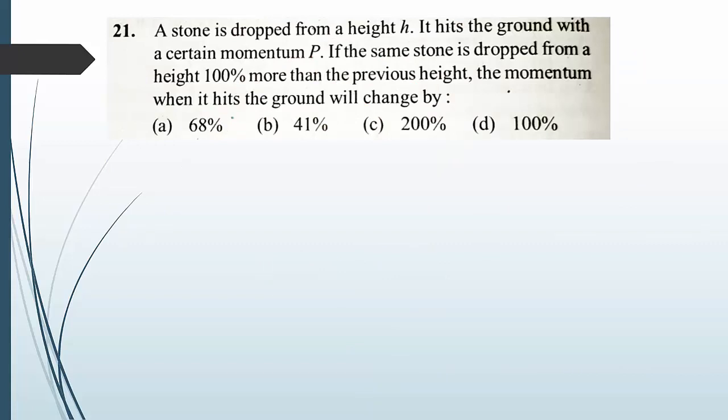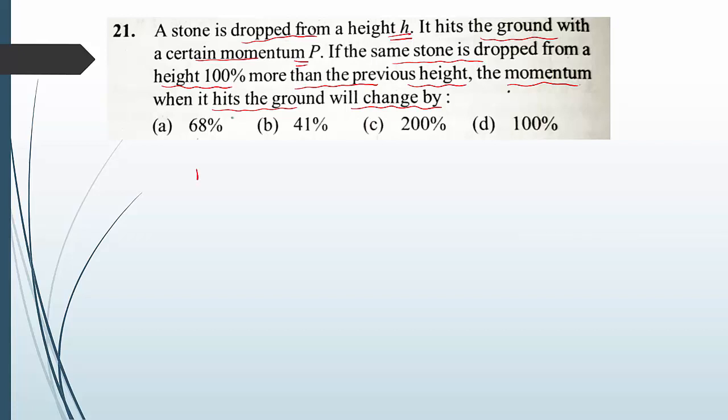21st question. A stone is dropped from a height h. It hits the ground with a certain momentum p. If the same stone is dropped from a height 100% more than the previous height, then the momentum when it hits the ground will change by? Yes, so we considered momentum.